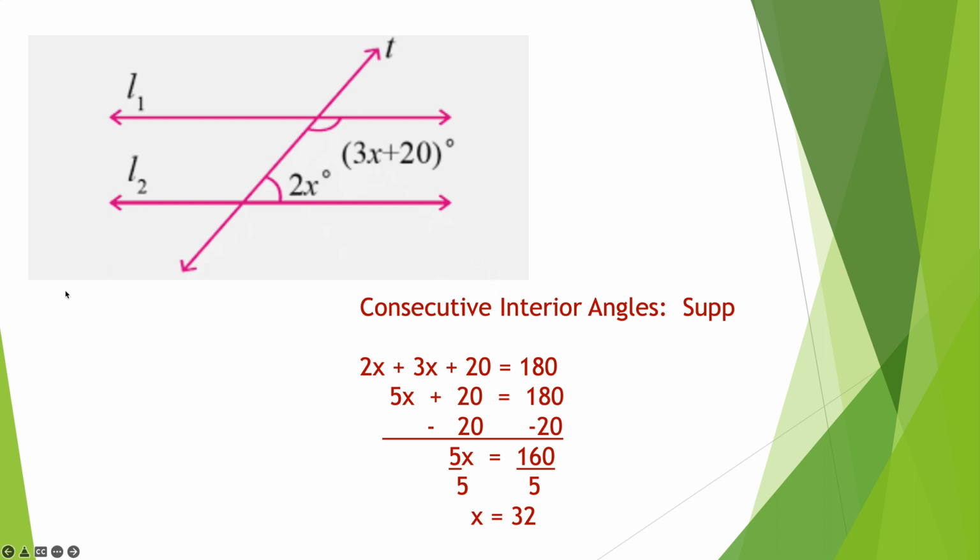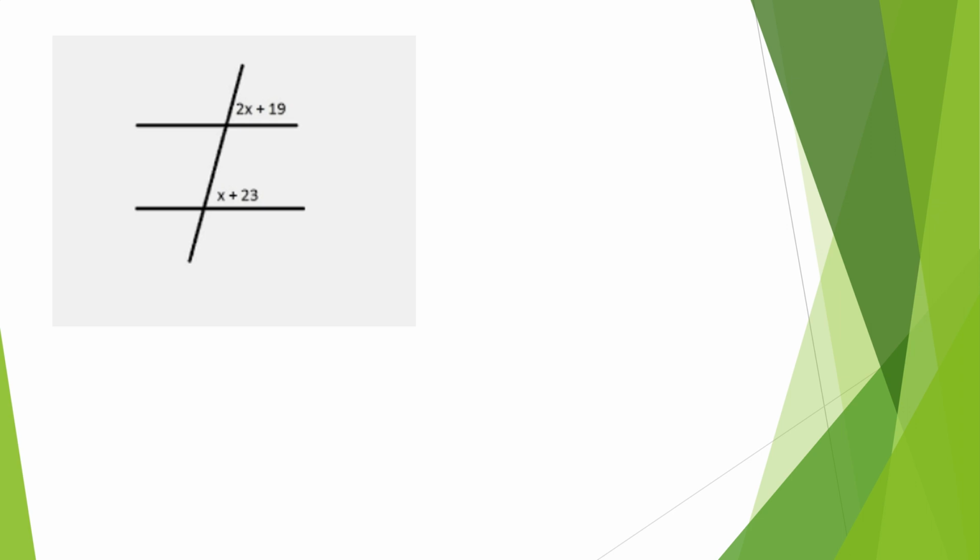Then you just write the equation. The first angle, 2x, second angle, 3x plus 20, or in the other order, it doesn't matter. They're going to equal 180, and you go with it from there. Okay. Next up, go ahead.